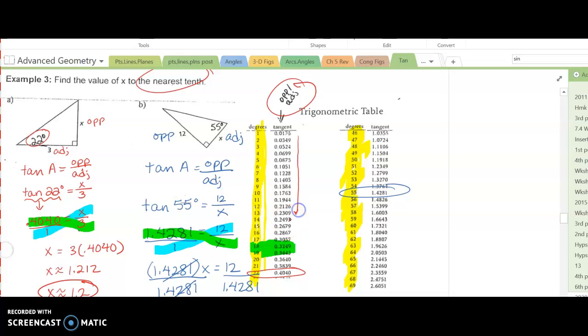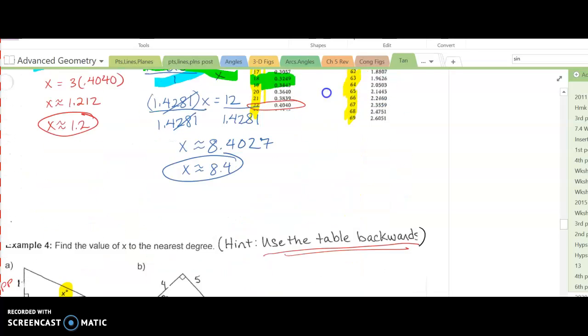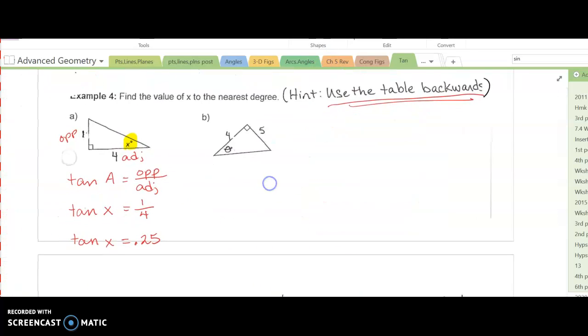It's not exactly 0.25, but here's 0.2493. There's also 0.2679, but that's farther away from 0.25. So the closest thing to 0.25, it looks like, is 14 degrees. So our angle is 14 degrees approximately.